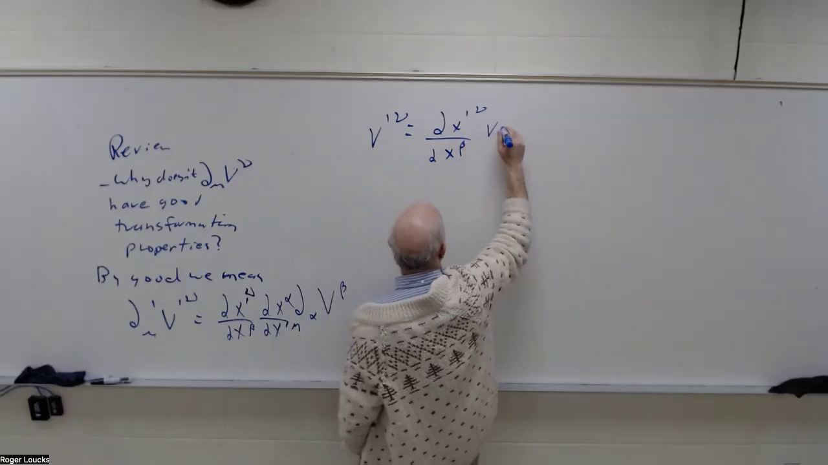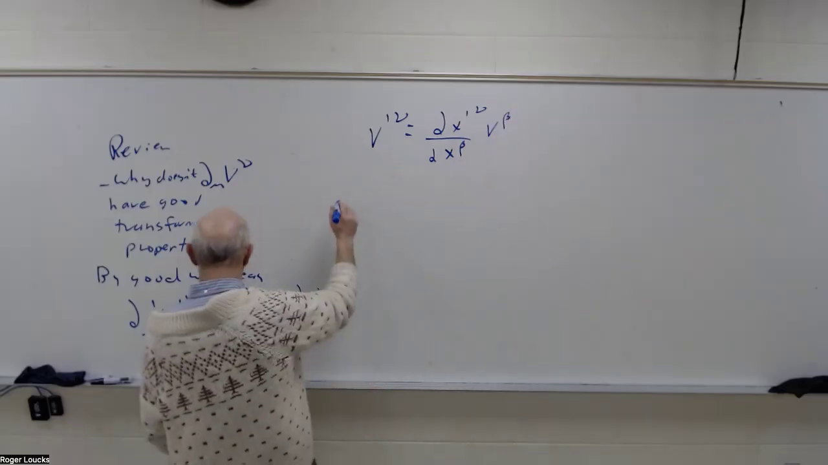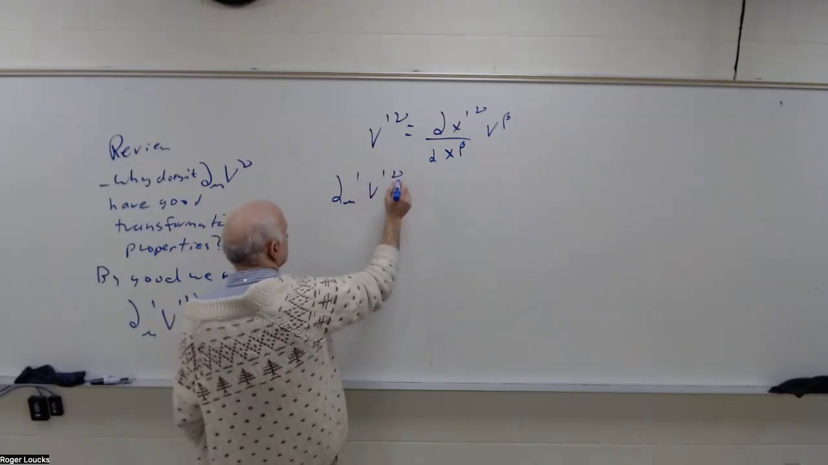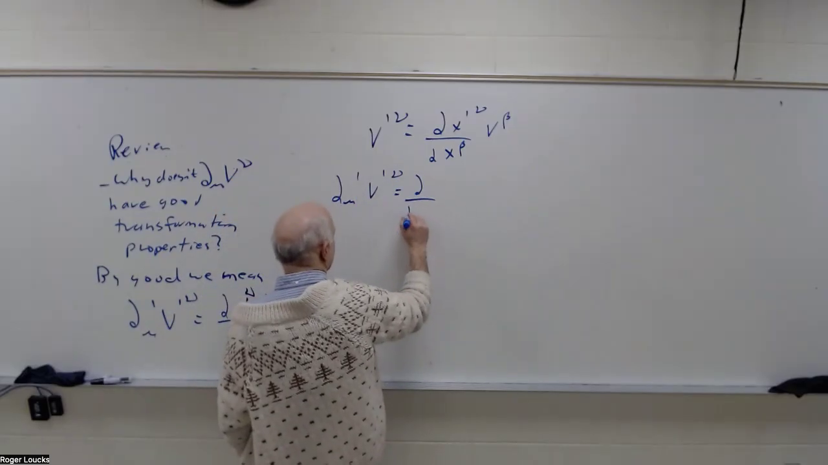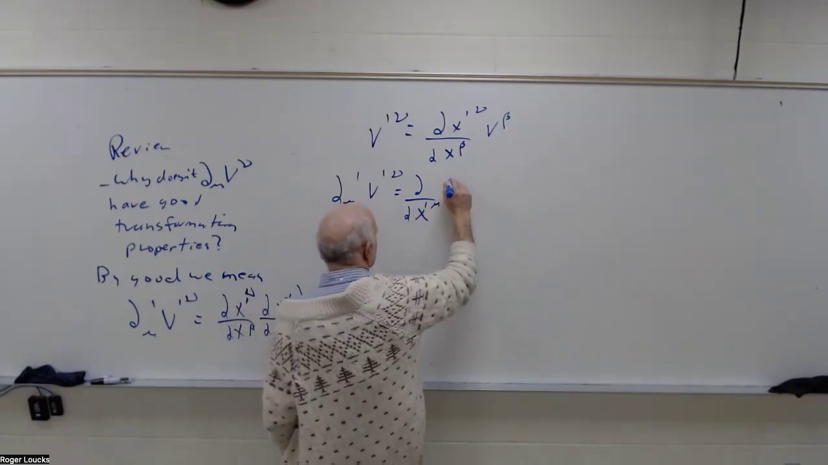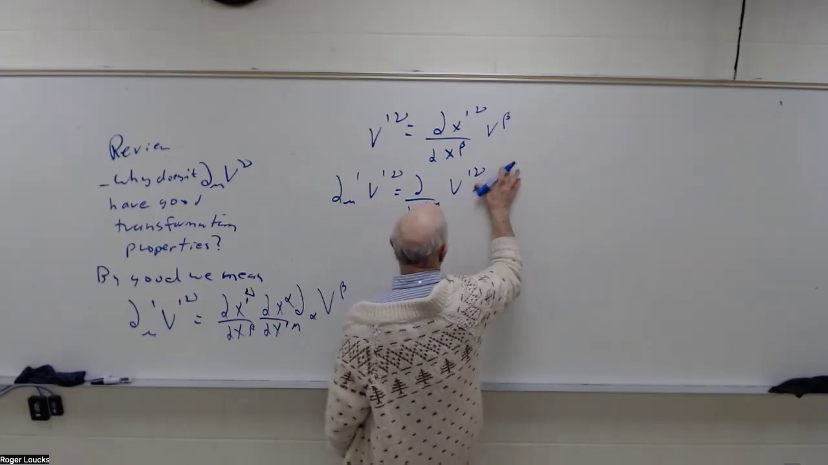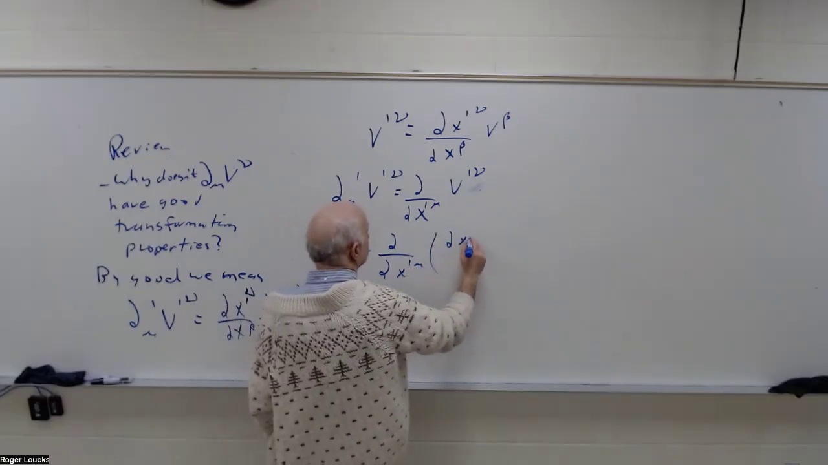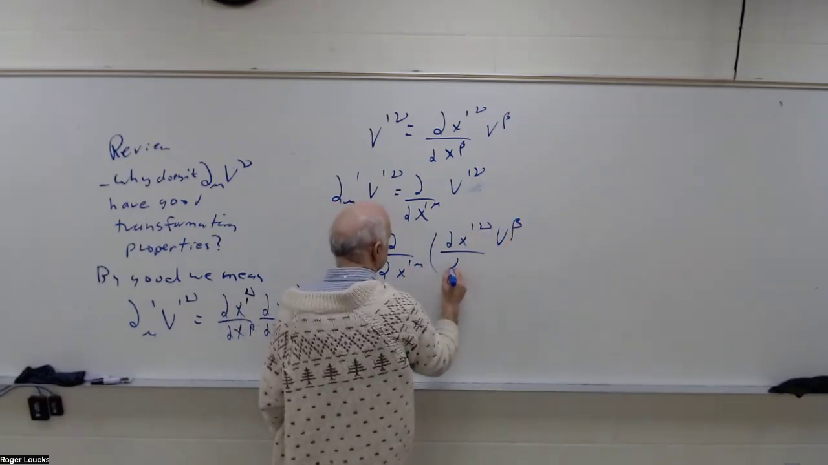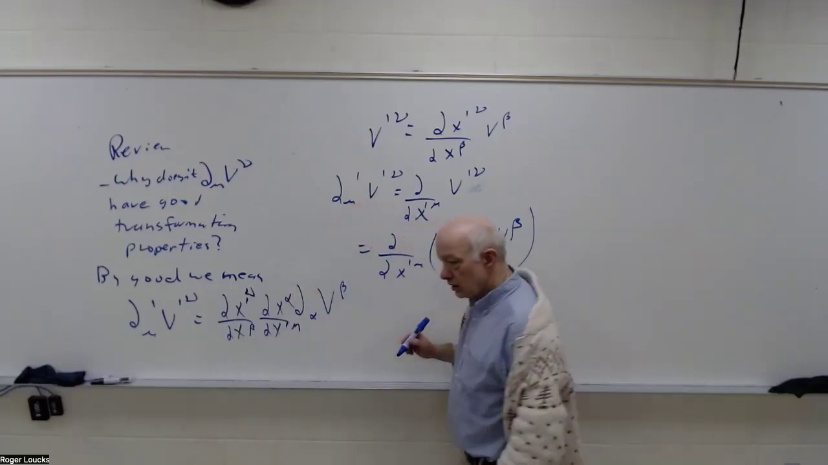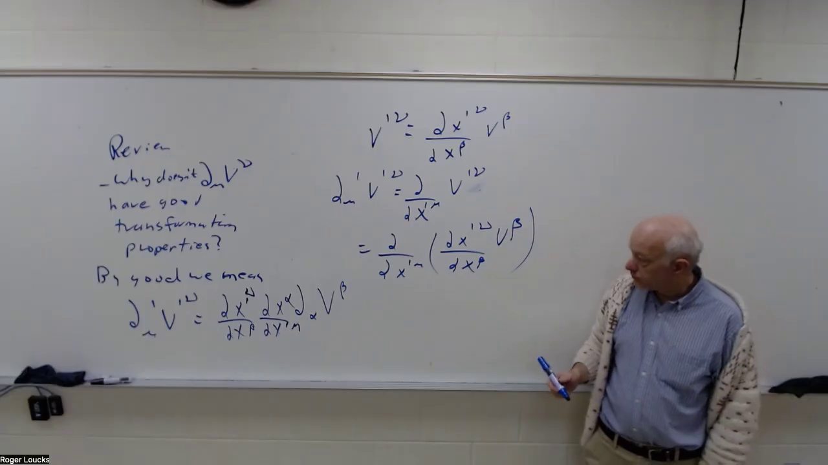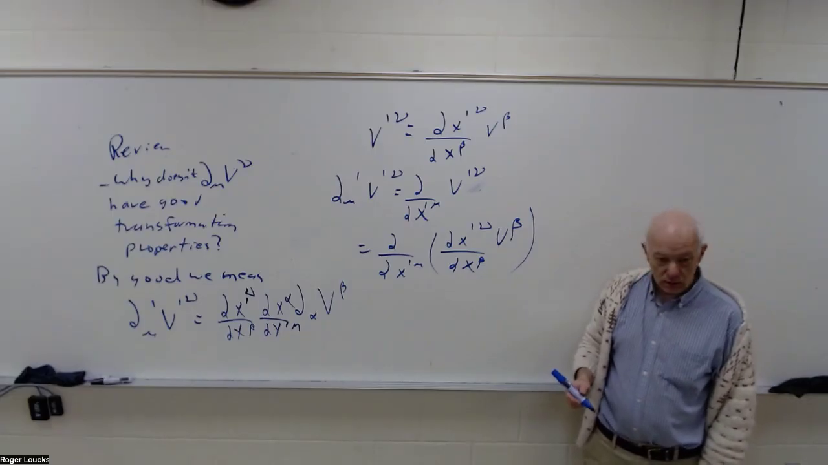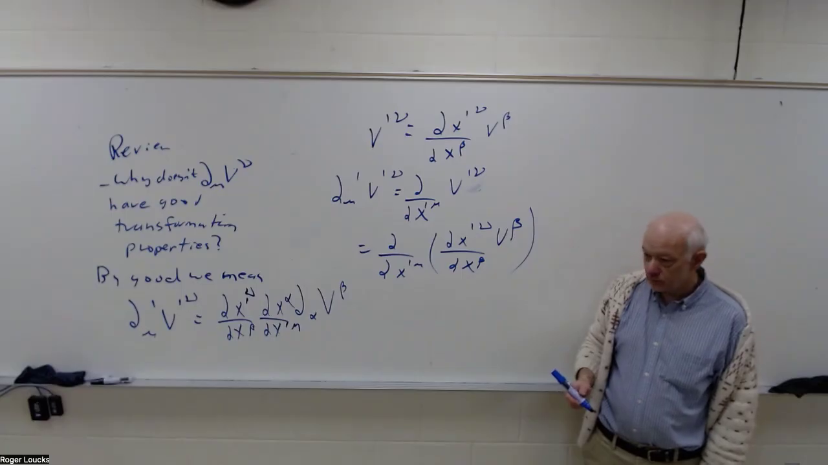Using beta. So we have that. Now then if I take the mu derivatives, that's going to be the same thing as this, which is this. What does that give rise to? Product rule.